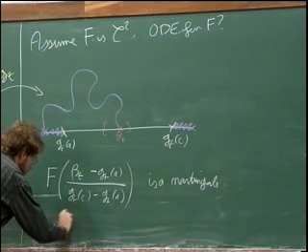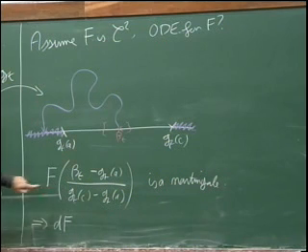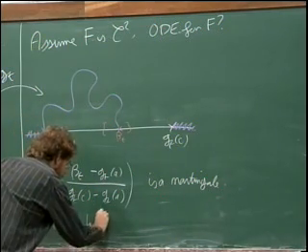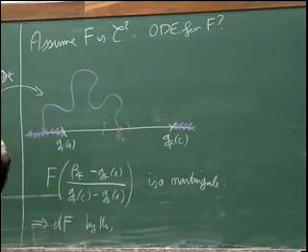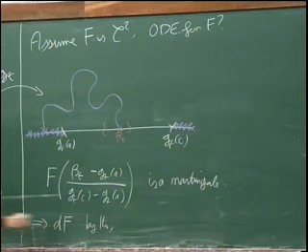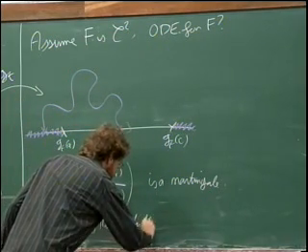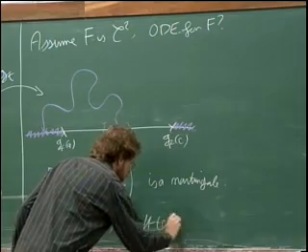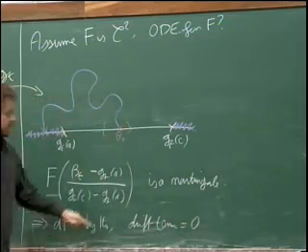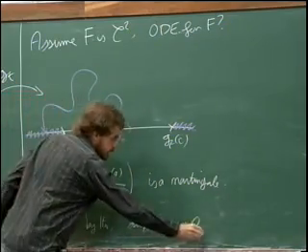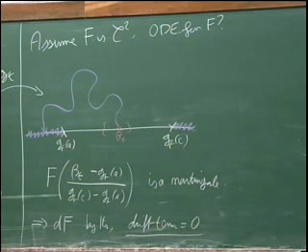So if you look at the variation of this, well, you can apply Ito's formula. You can compute df by Ito. Write that the drift term, the term in dt, is equal to 0. And this is a differential equation satisfied by f.